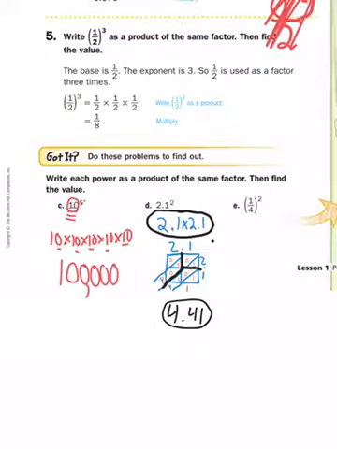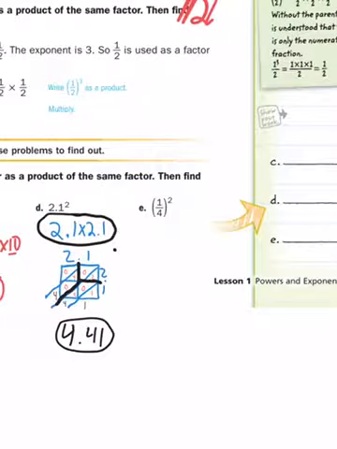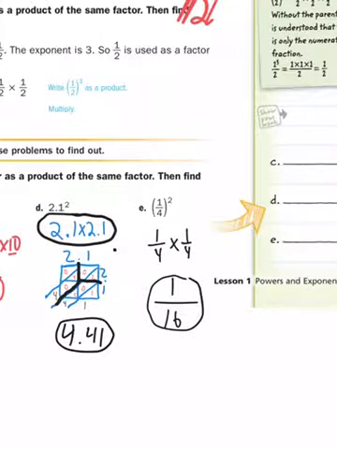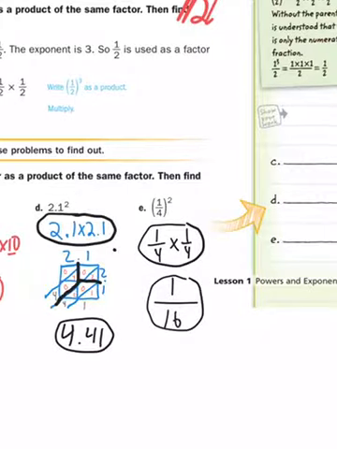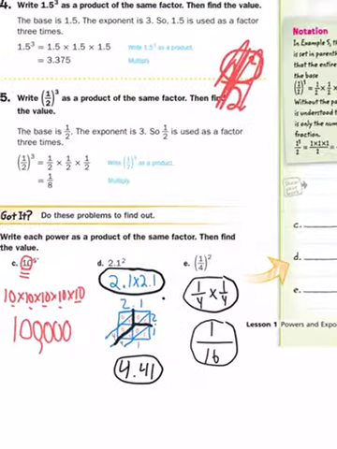All right, now in problem E, 1/4 squared means 1/4 times 1/4. There's no bow tie reducing, so you just have to multiply your numerator, 1 times 1 is 1, and your denominators, 4 times 4 is 16. So that's your answer. That's your product. All right, if you didn't have those right, make sure you fix them. But now I'm going to show you how the calculator buttons work.